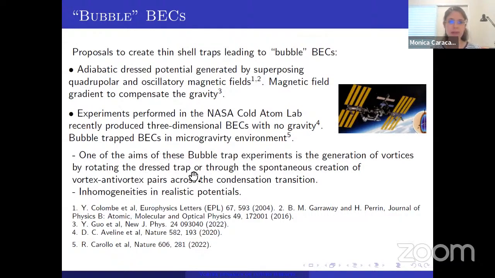But one of the aims of these experiments was creating and visualizing vortices in this particular geometry. Motivation. Have studied this, because of the finite temperature.